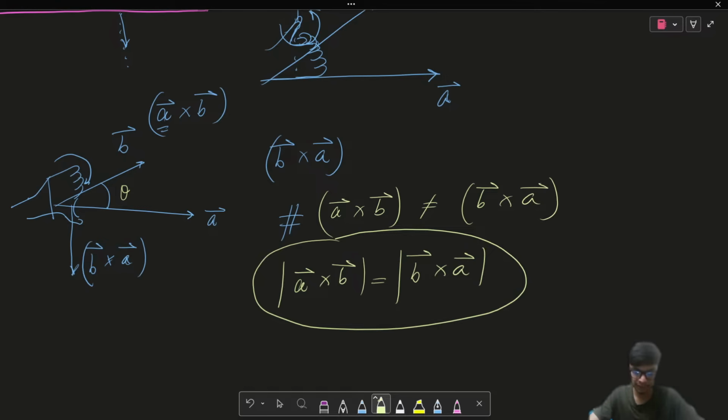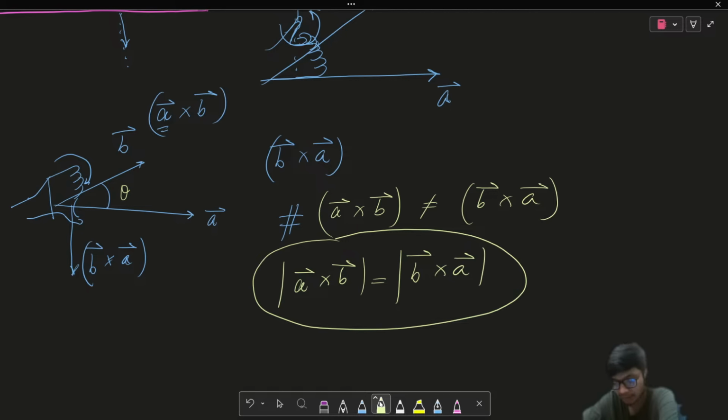So please let me know if this part is clear or not. Tejas, is this part clear? Is this part clear to all of you? If you have any question, please let me know in the live chat so that we can discuss over it.